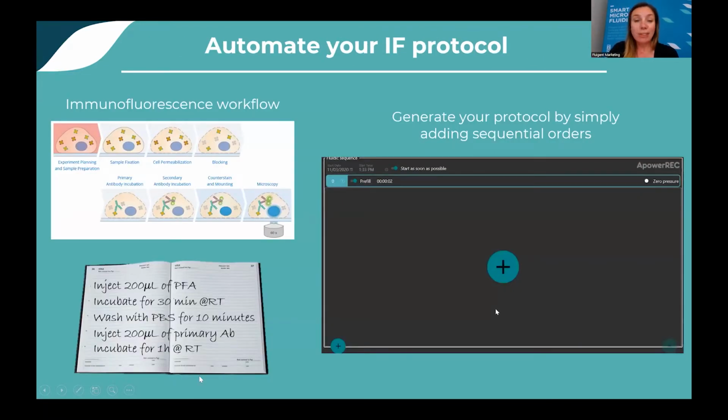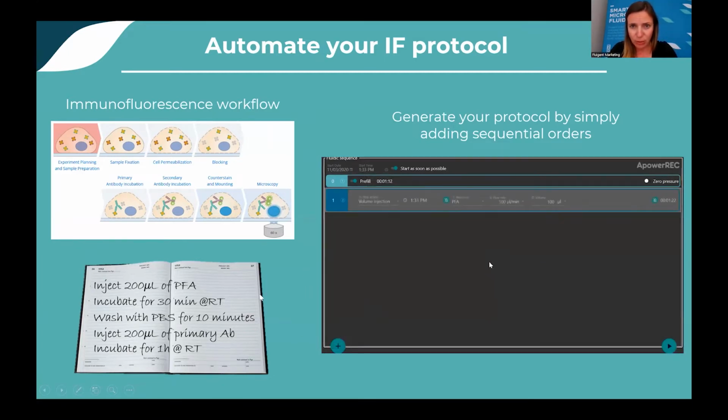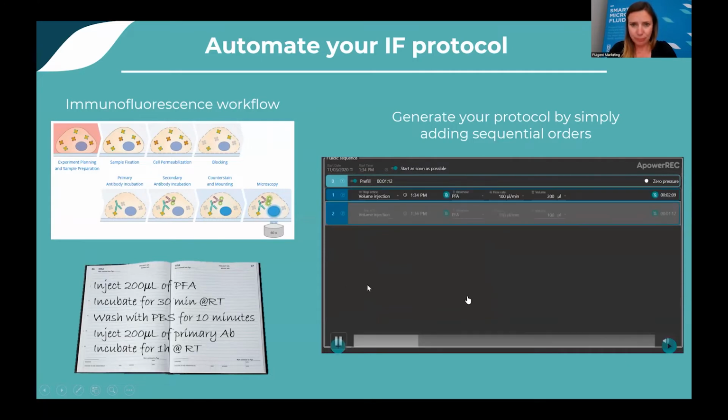So I will show you how easy it is to design an automated program for your immunofluorescence protocol. Take the classical immunofluorescence workflow as you would write it in your lab notebook. Here you just generate your protocol by adding sequential orders. As an illustration, you start by injecting PFA, for example, for the fixation step. You define the flow rate and the total volume.